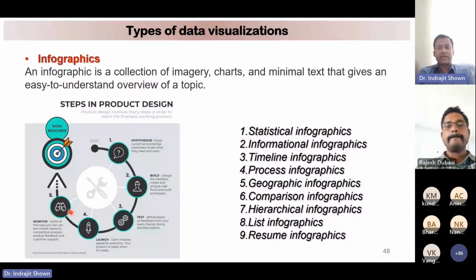Basically, sometimes we say you represent your data as a TOC, that is, table of contents, or graphical abstract. That can be a layman type of concept, like statistical infographics, then informational infographic, timeline, process infographic, geographic infographic. You can present in different ways.